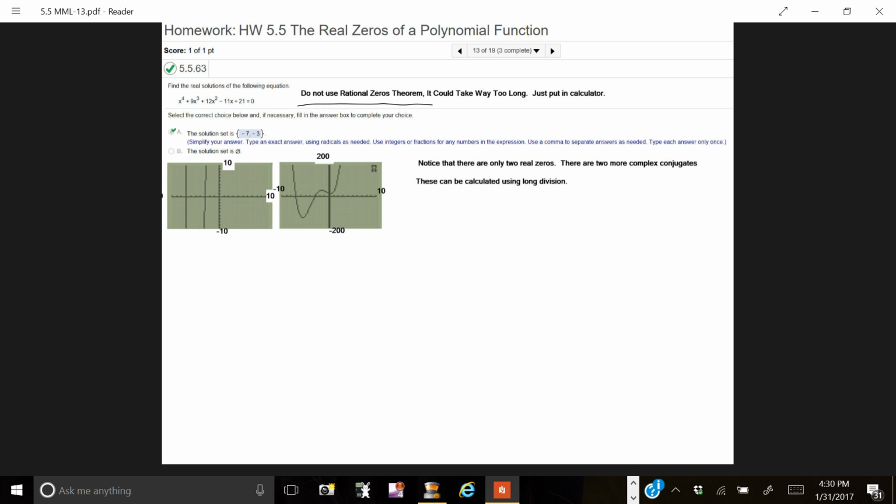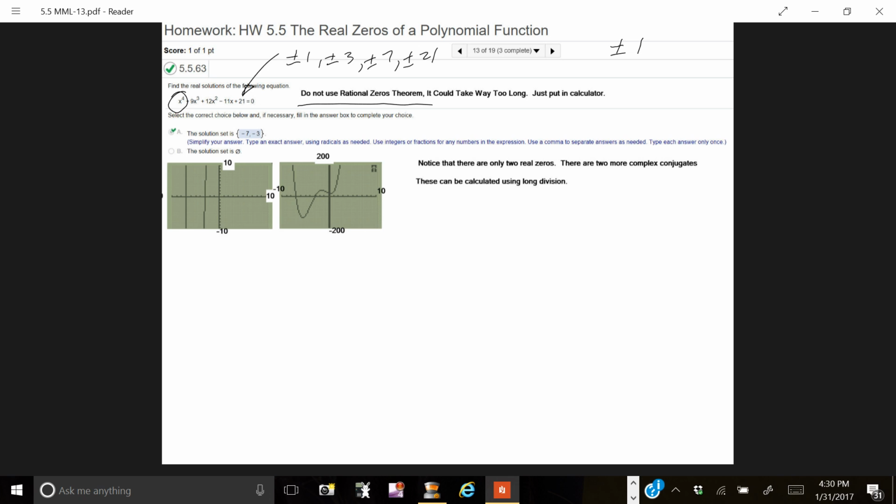you basically take the last term of the polynomial and look at all its factors, which would be plus or minus 1, plus or minus 3, plus or minus 7, and plus or minus 21. And then you look at the first term in the polynomial, which is x to the fourth, and its coefficient is 1. So its factors could be plus or minus 1.